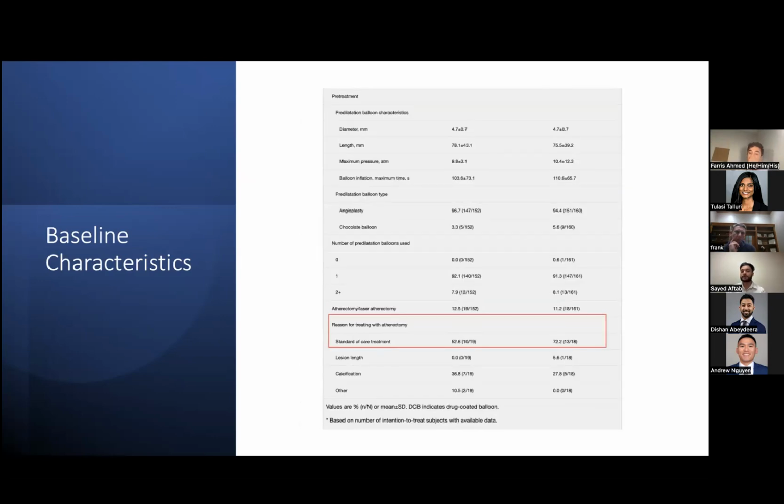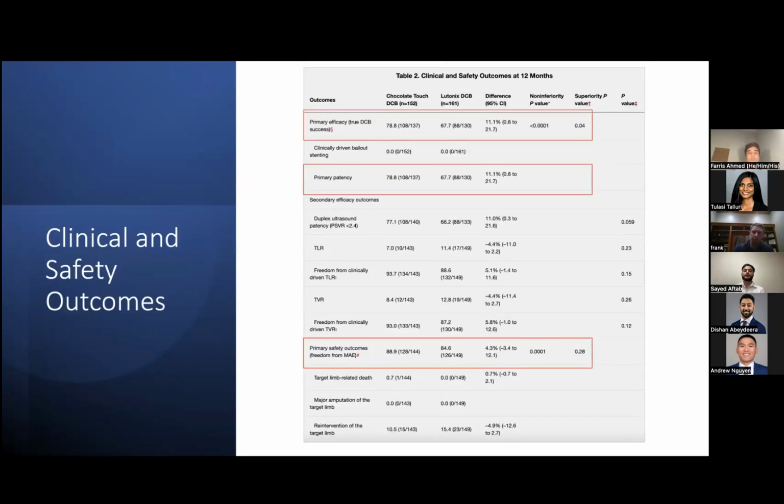And for the reason for treating with atherectomy, the majority reason was standard of care treatment, as we'll discuss later on. And now going into the outcomes. For the primary efficacy of the true drug-coated balloon success, the Chocolate Touch was able to show non-inferiority at 78.8% compared to 67.7% for Lutonix, which was great. And primary patency was also very similar at 78.8% compared to 67.7% in Lutonix.